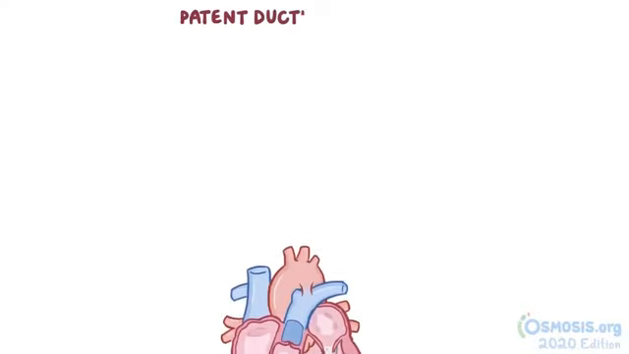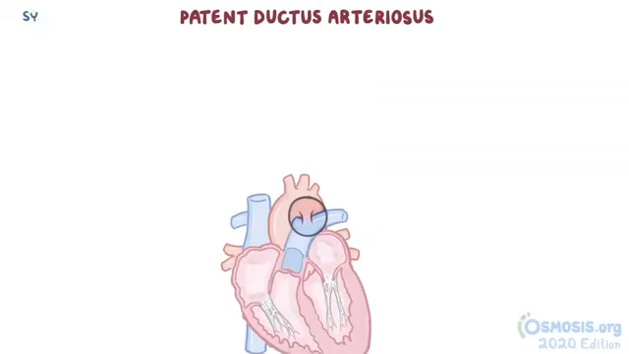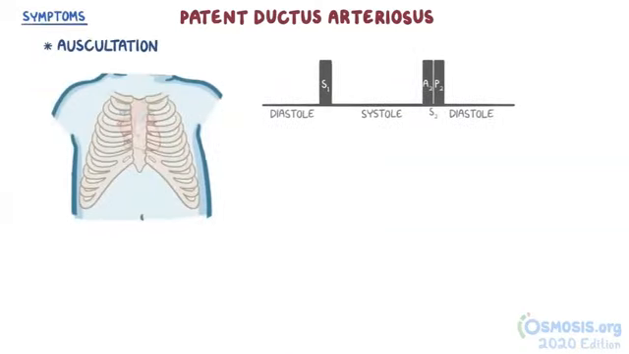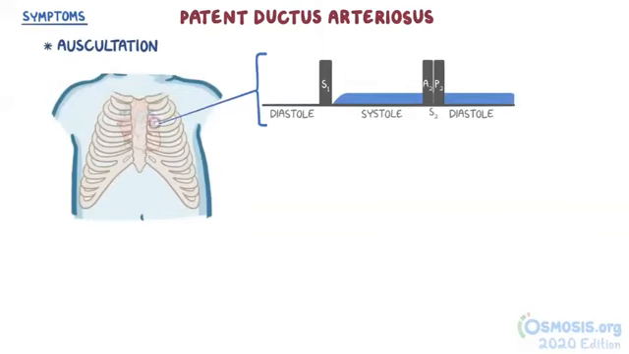Next is patent ductus arteriosus, and that's when the ductus arteriosus stays open after birth. On auscultation, a continuous murmur with a machine-like quality is best heard in the second left intercostal space, soon after onset of the first sound.